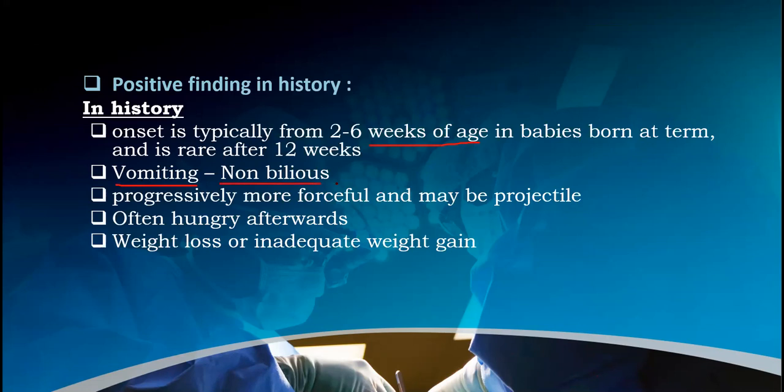Vomiting, it will be non-bilious. That means whitish vomiting, whatever the child is eating, mainly the breast milk, that will come out. So it's not bilious. Bilious vomiting means that if there is any obstruction in the duodenum, that means anything after the stomach, like duodenal atresia or intestinal obstruction, that will come as bilious vomiting. So pyloric stenosis is a non-bilious vomiting.